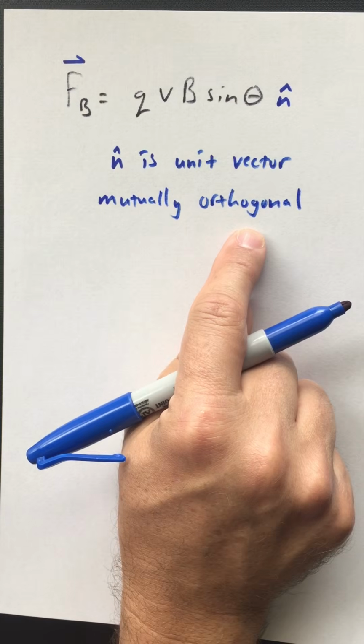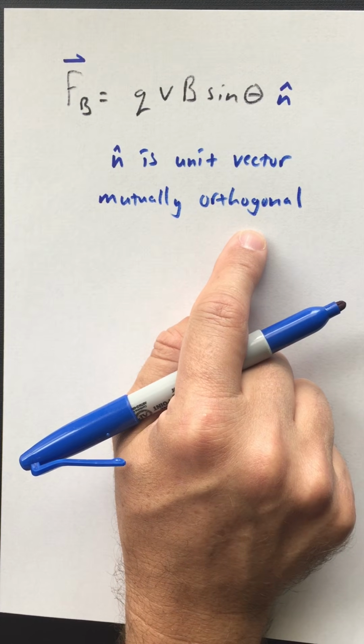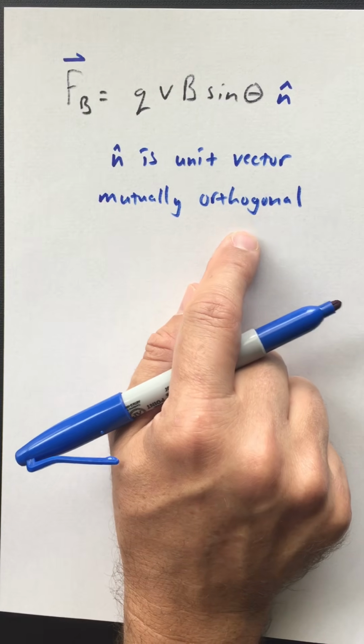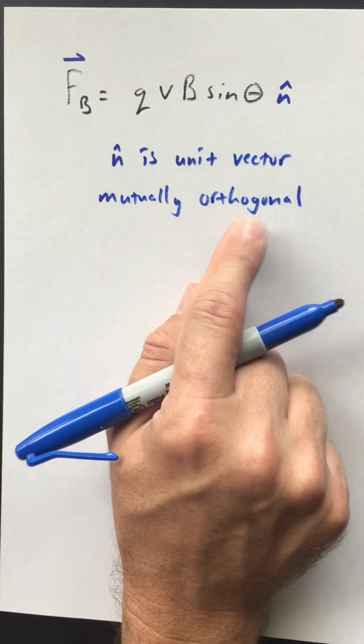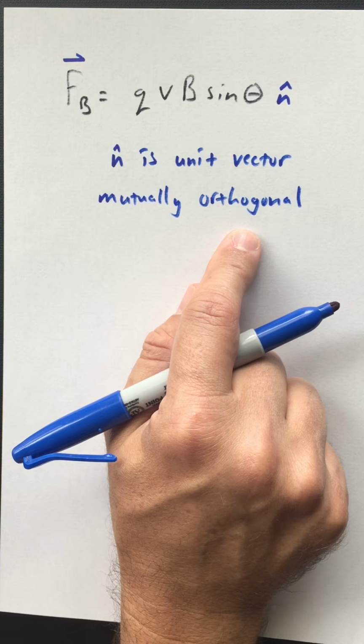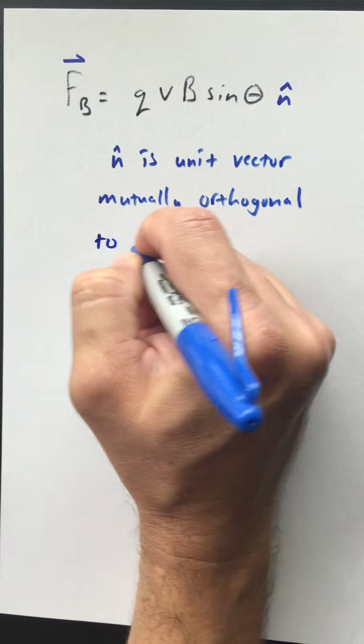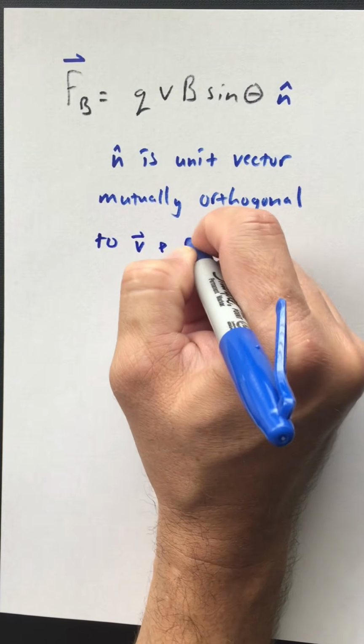If you haven't encountered this word in a math class, in this class we can just talk about it as being perpendicular. That's just a physical consideration. It's a little bit more rigorous, but I'll leave that to your math instructors. N hat is a unit vector mutually orthogonal to V and B.